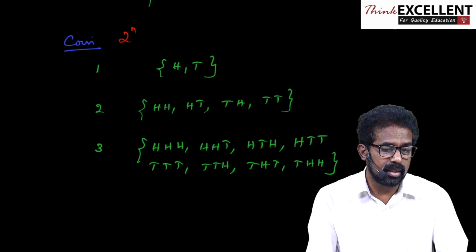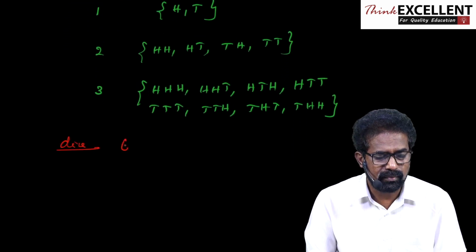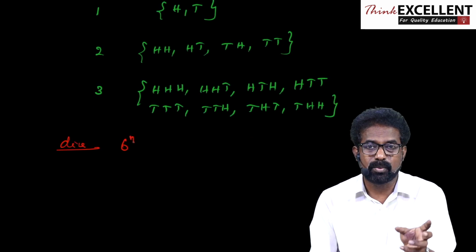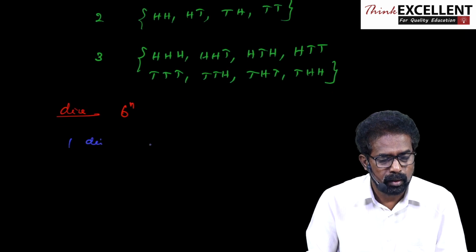Same way in die, when you throw a die. Here the formula is 6 raised to n, because when you throw a die, you are getting 6, right? If you throw one die, the sample space is 1, 2, 3, 4, 5, 6.